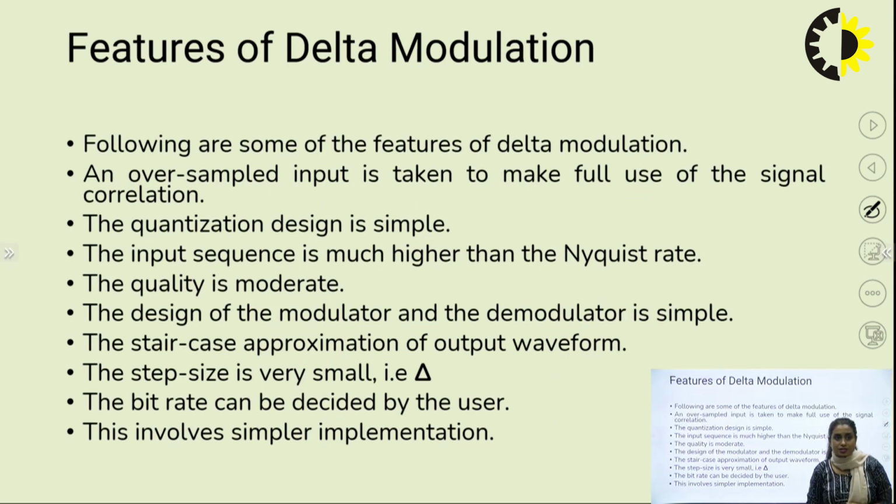What are the basic features of delta modulation? Here an oversampled input is taken to make full use of the signal correlation. We use oversampling. The second most prominent quality is that we use a 1-bit quantizer. The quantization is simple, we use a 1-bit quantizer. This is one of the prominent features of delta modulation.